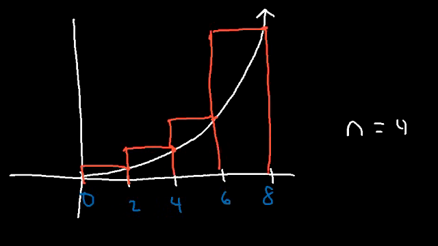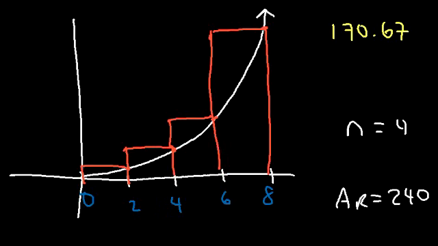Notice that it's an over approximation. The rectangles extend above the curve. Now, for the right Riemann sum, we got an answer that was 240. It was an over approximation. We can see that there's a lot of space above the curves. Now, what about the midpoint rule?